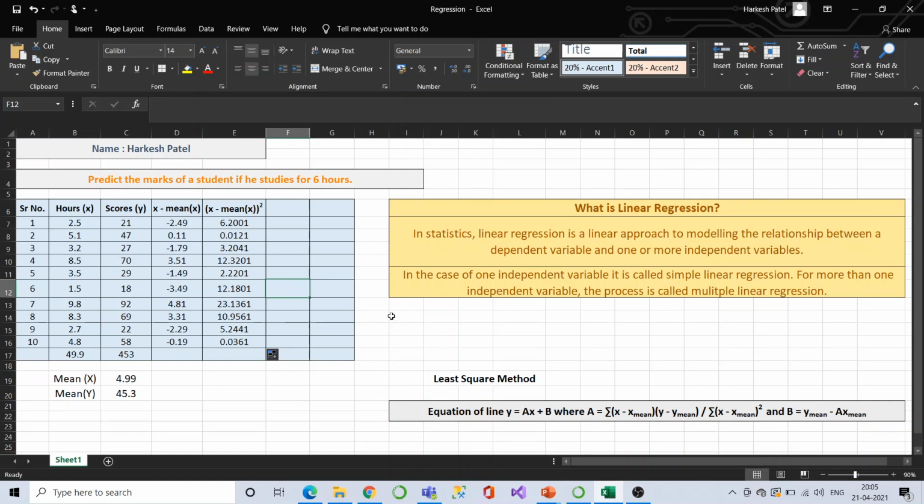Now what we need is y minus y mean, right? So let's find y minus mean of y.